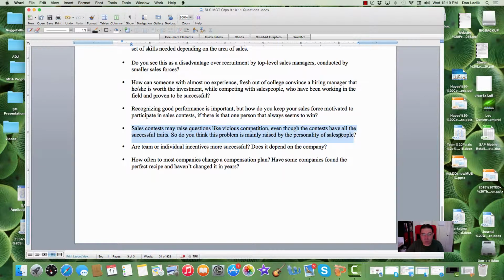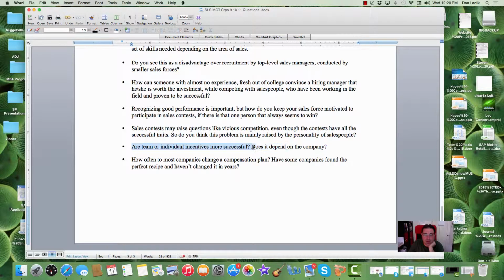Sales contests may raise questions like vicious competition. They do, even though all the contestants have all the successful traits. Do you think this is a problem mainly raised by the personality of the salesperson? It could be. We have friends who get way too competitive when you play games. I mean, it's just ridiculous how competitive they get. The bigger problem is if the contest goes against the culture of the firm. It introduces a bad set of behaviors that don't align well with your firm's culture. That's the bigger problem.